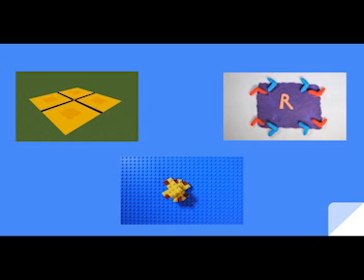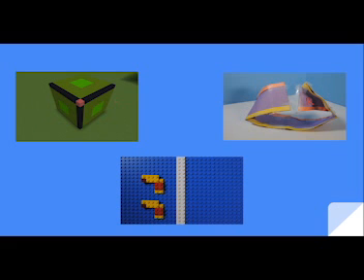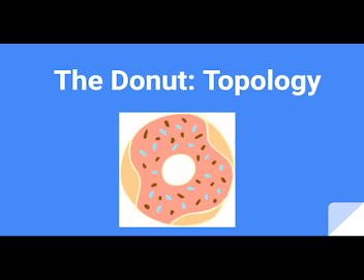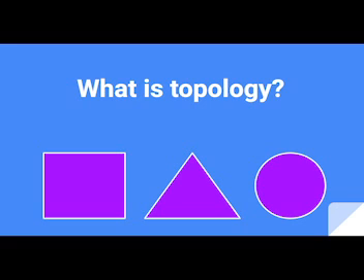In order to see this mythical donut, we're going to need to look at the intersection of a few seemingly unrelated math concepts. And hopefully, by the end of this video, you'll be able to see this donut too. The donut introduces topology. But what is topology? Well, to vastly oversimplify, topology is the study of shapes.